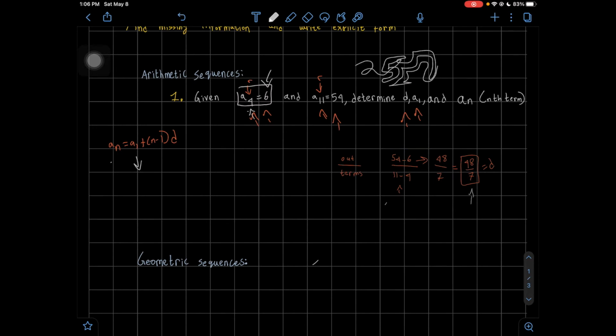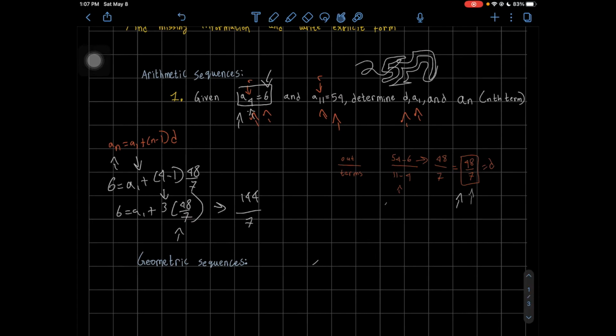We know a of 4 equals 6, so we substitute 6 equals a1, which we're solving for algebraically, plus n minus 1. We said n is our subscript, which is 4. So 4 minus 1 times our d value, which we found to be 48 over 7. Now we can simplify our parentheses down to 3. So we have 6 equals a1 plus 3 times 48 over 7. 48 times 3 is 144, over 7 because we have the 7 in our denominator. So we have a1 plus 144 over 7, and this all equals 6.